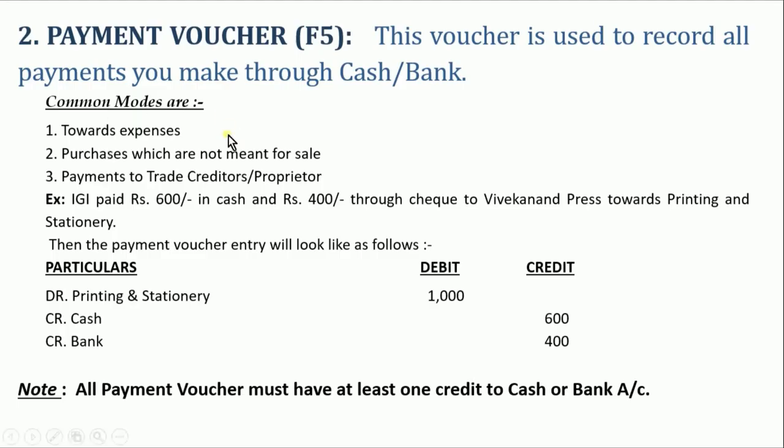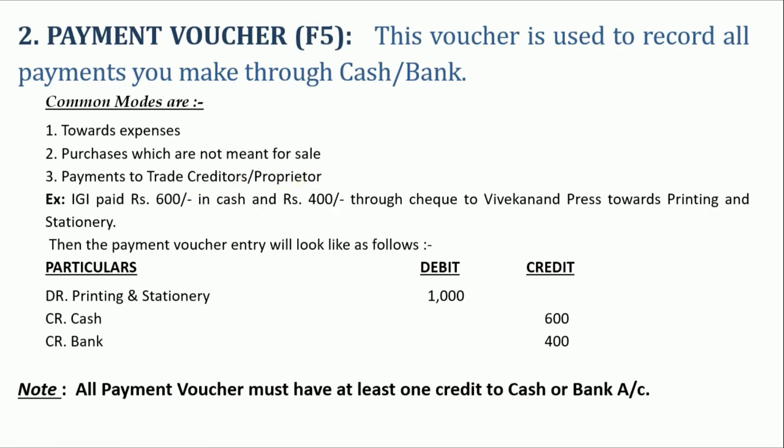Payments to trade creditors or proprietor. Maybe you are paying amount to creditors. You have purchased items or assets on credit. Afterwards, maybe you are making the payment. At that time we will take it as a payment. Payments to proprietor. That means payments to the owner of a business.